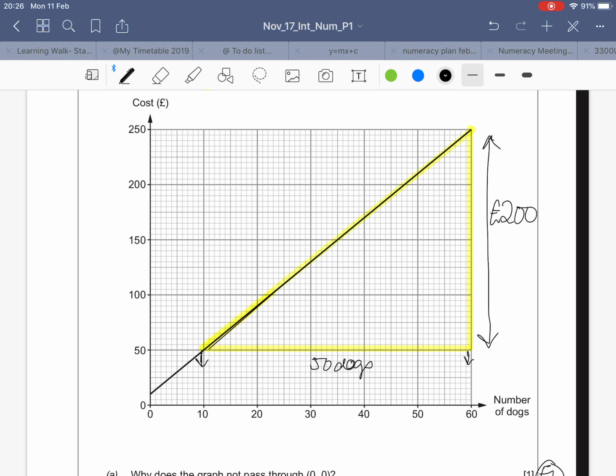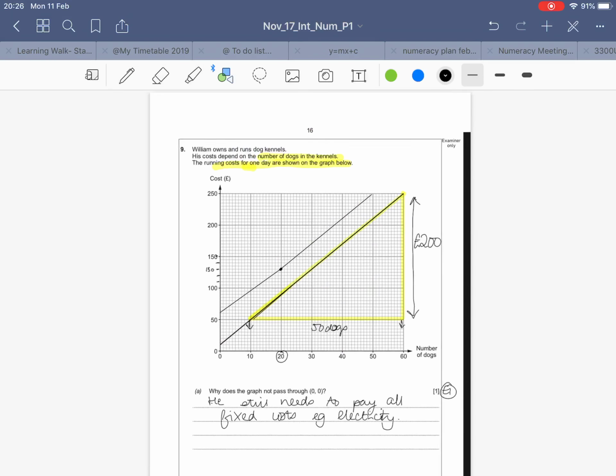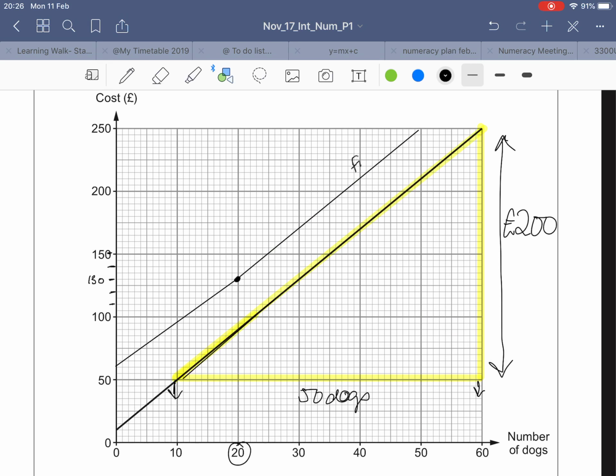So find that point. 20 dogs, 100, 110, 120, 130, 140 and 150. So here's 130. So if I go across, 20 dogs and 130 gives me that point there. But we know that as one increases, so does the other. So my line that I need to draw will be parallel to the line that we already had for William's kennel. So now it's drawn on the graph. Okay, so that's Frida's kennel.